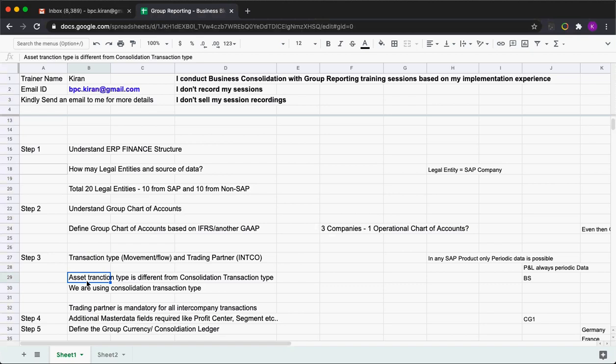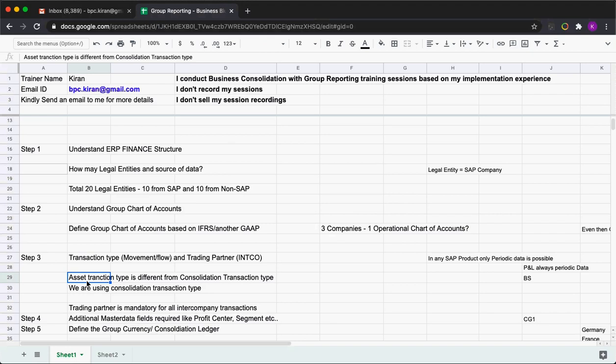Suppose transaction type is not available in the customer system, what is the solution? That is not part of group reporting, so that becomes an FI process. You just add a note that if transaction type is not available, it should be separately discussed and resolved. You have to resolve that particular point.